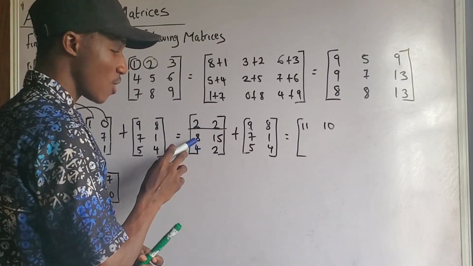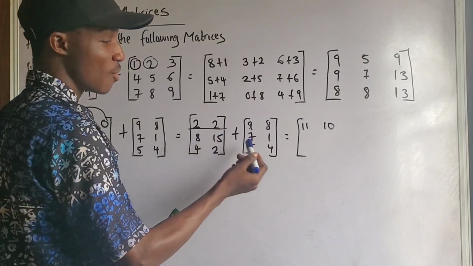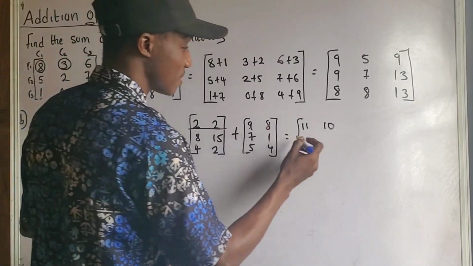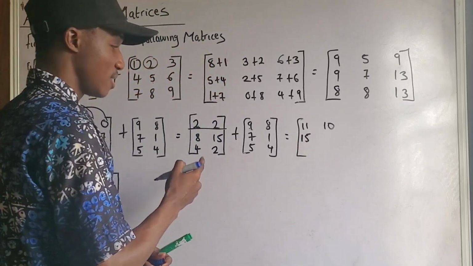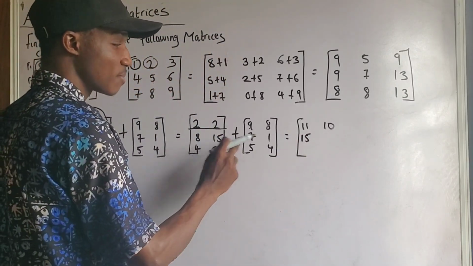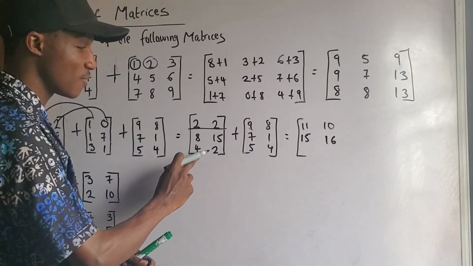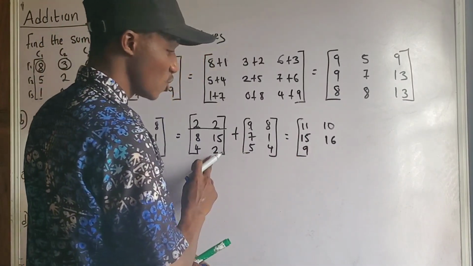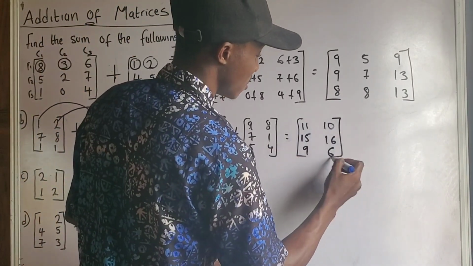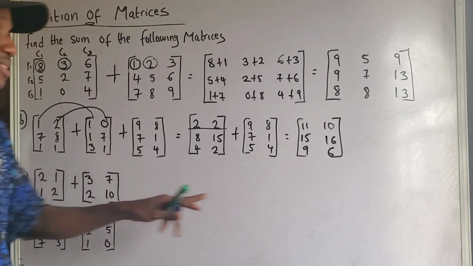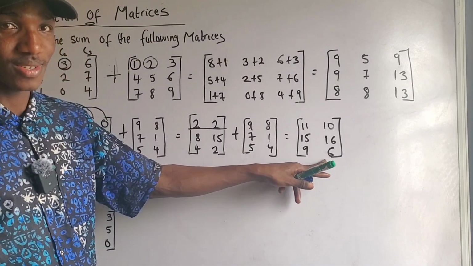The second row consists of 8, 15, and we have 7 and 1 in the second matrix. So I'm going to have 8 plus 7, that is 15. 15 plus 1, that is 16. Okay? So for the next one, we have 4 plus 5, that is 9. Then 2 plus 4 is 6. So the sum of this matrix and this matrix and this matrix is this. Do you get it? Okay?